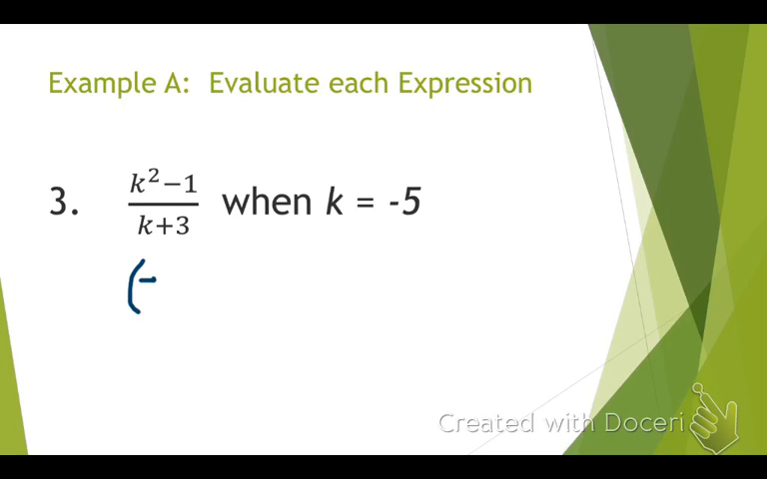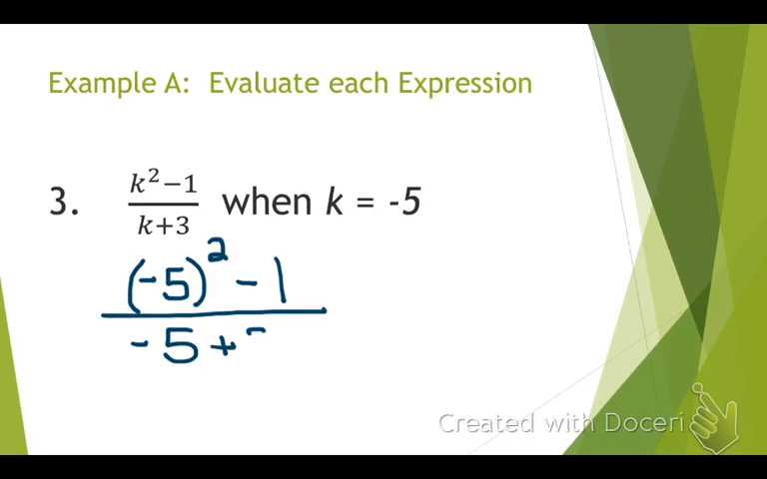In the third example, we have a numerator and denominator. So I'm going to first start by using the substitution property and plug in negative 5 in place of k. Notice that I put negative 5 in parentheses because this is saying whatever k is being squared. And that indicates that I'm doing negative 5 times negative 5 up in the numerator.